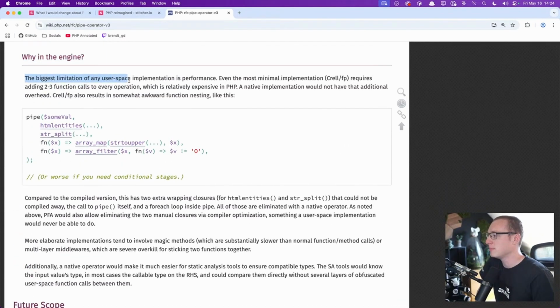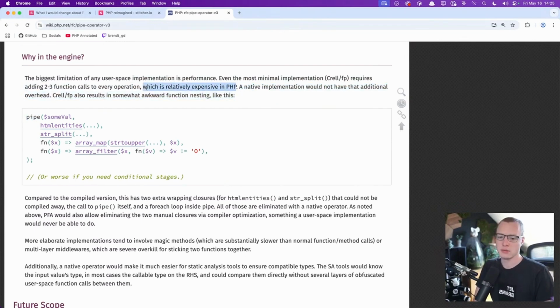Sorry for the rant. The biggest limitation of any user space implementation is performance. Okay, Larry is smart. He uses the performance argument, and performance always works well when people are against something. If you say, yeah, but it's going to be more performant. Even the most minimal implementation requires adding 2 or 3 function calls to every operation. That's true, which is relatively expensive in PHP.